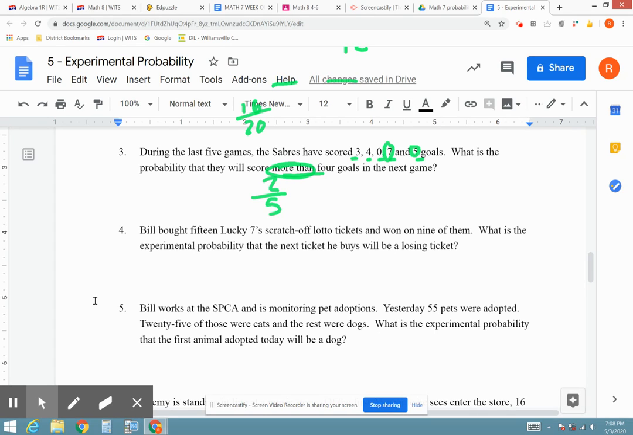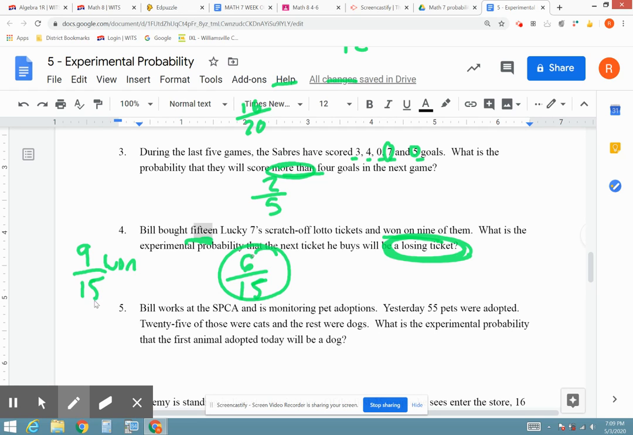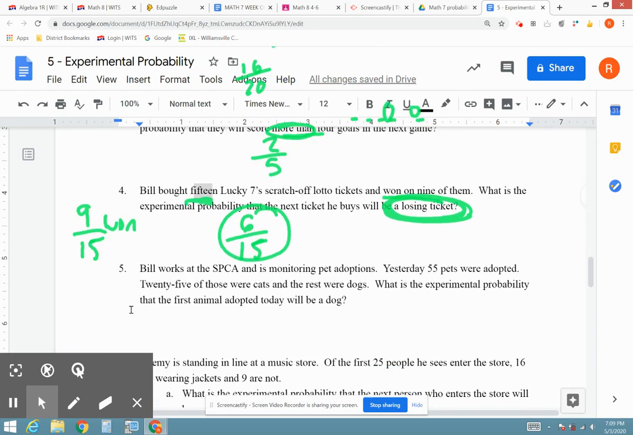Bill bought 15 Lucky 7 scratch-off lotto tickets and won on 9 of them. What is the experimental probability that the next ticket he buys will be a losing ticket? Careful. Bill bought 15. He bought 15 Lucky 7s. That's the name of the lottery ticket. And he won on 9 of them. We want to know what's the probability of getting a losing ticket. So if he won on 9, that means he lost on 6. So 6/15 is the probability of a losing ticket.